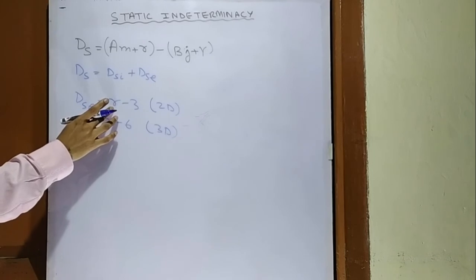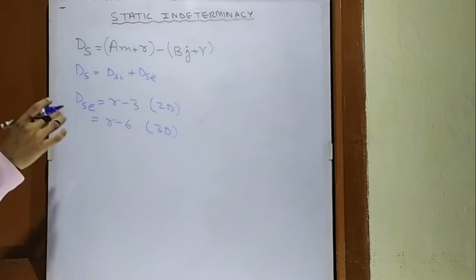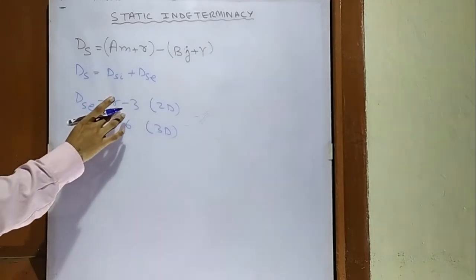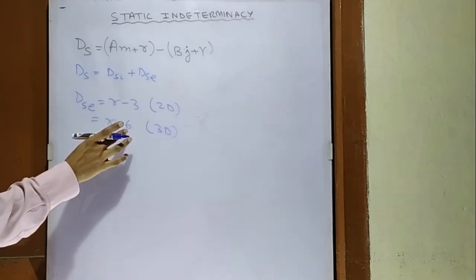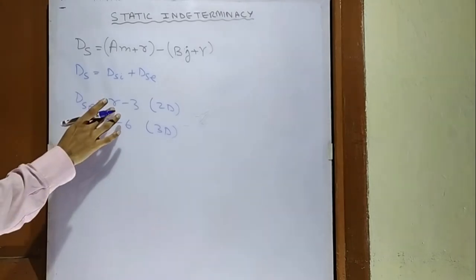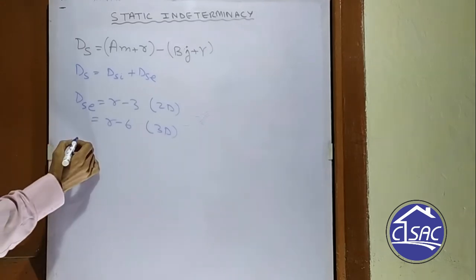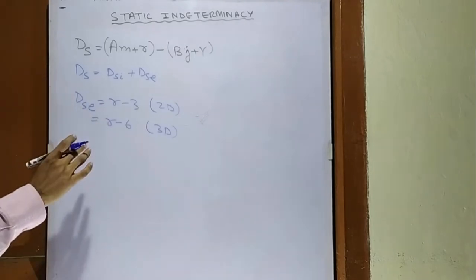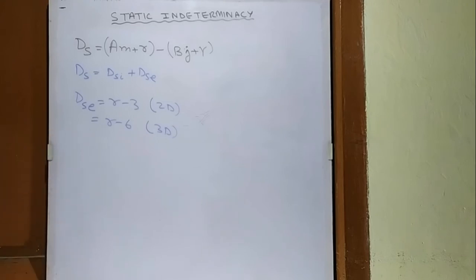What is r? As we have seen, r is the number of external independent reactions which we get from support. For a 2D structure, how many equilibrium equations do we have? We have 3 equilibrium equations, and for a 3D structure we have 6 equilibrium equations. If r is equal to 3, then dse will be 0 for 2D. What does it mean? If dse is equal to 0, the structure is externally determinate, and if dse is more than 0, then the structure is externally indeterminate. If dse is negative, then the structure is externally unstable.